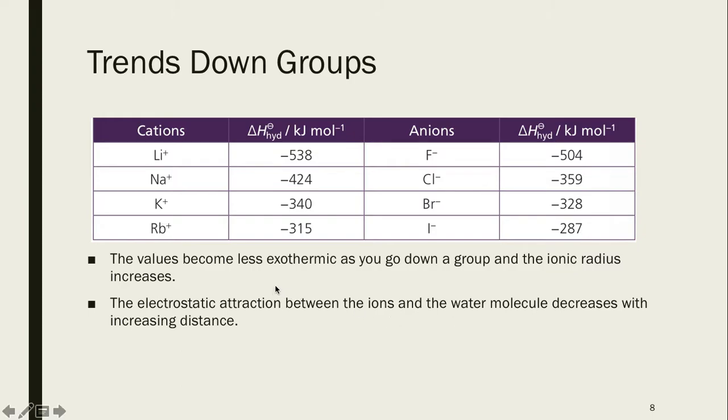And one of the reasons is because the ionic radius is getting bigger. The ionic radius increases. So as that radius increases, the electrostatic attraction between the ions and those polar water molecules decreases. So the farther apart they are, less of an electrostatic attraction, less exothermic, less energy is going to be released. Whereas if they are smaller and closer to the water molecule, there's a stronger attraction and more energy would be involved.